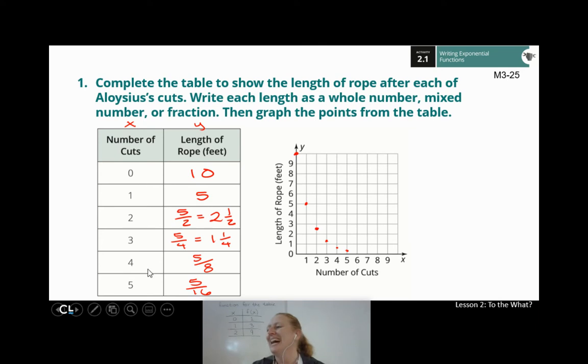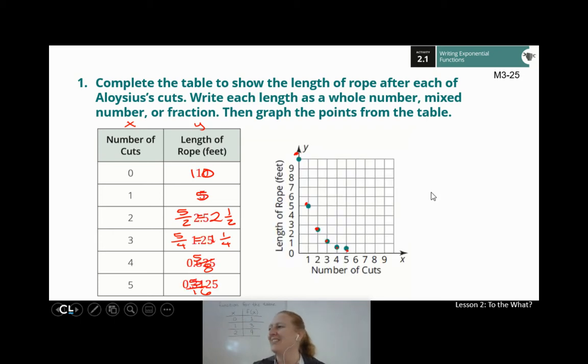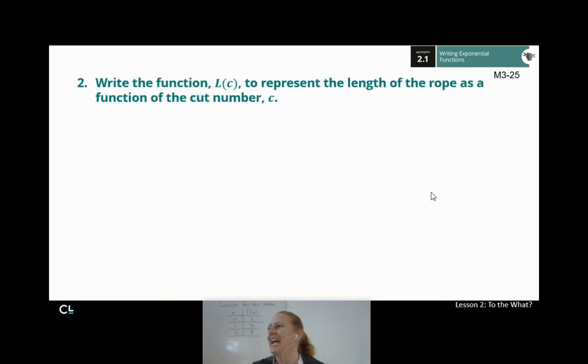All right, so we have our table. We have our graph. Happy day. Let's take it to the next level then. Can you use this? Use your table, use your graph, use whatever you've got. Can you please write the function?